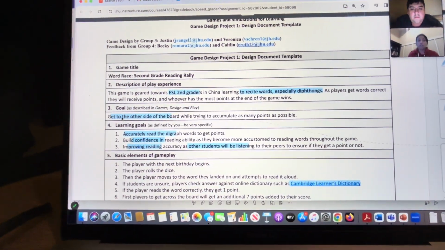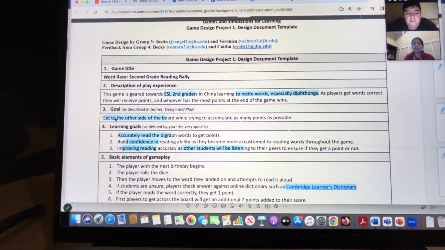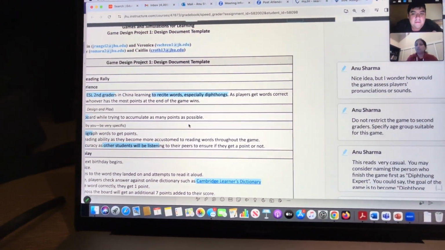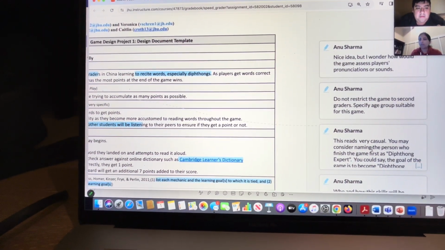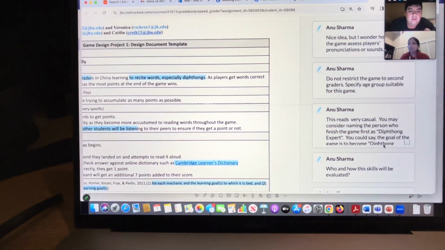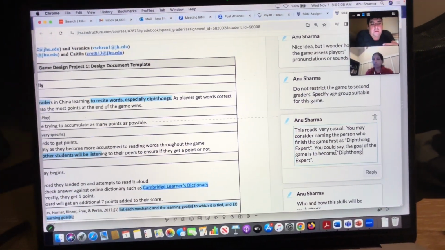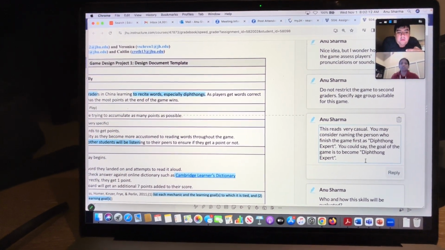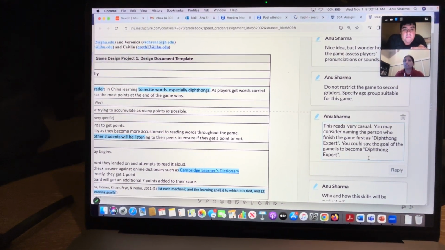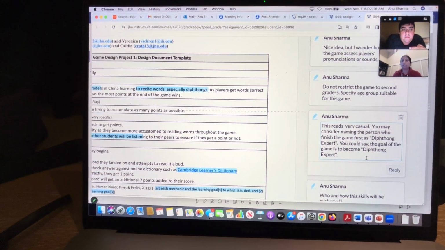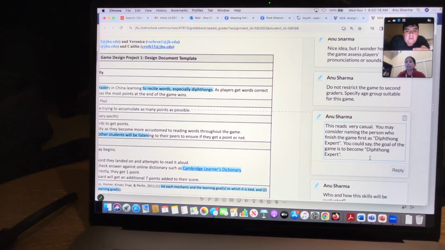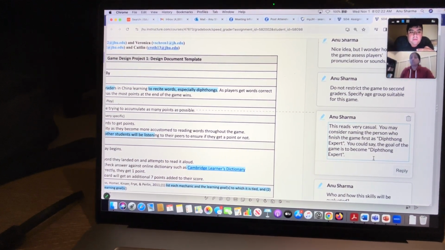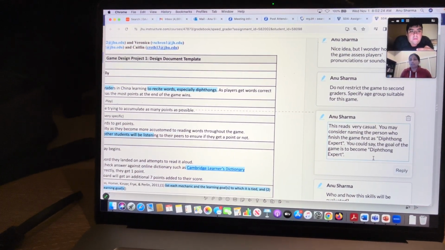And then again, the goal: get to the other side of the board. Again, I found it very basic, very ordinary, I would say that. So I think I put a comment also. You could say the goal of the game is to become a diphthong expert or something like that. Because if a student completes or reaches the end of the game, he or she is able to pronounce certain diphthong words, not all of them.